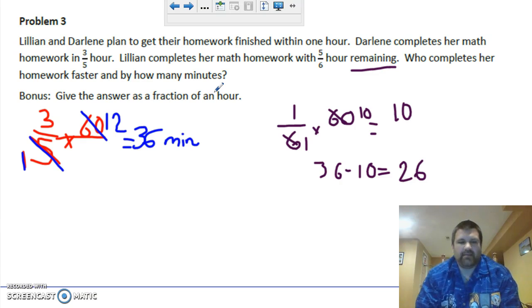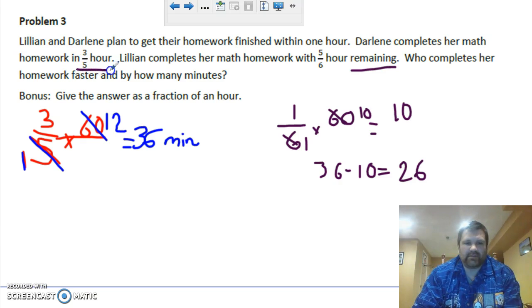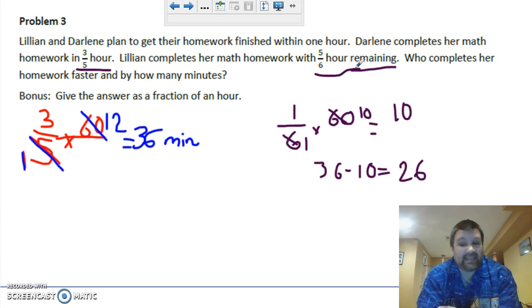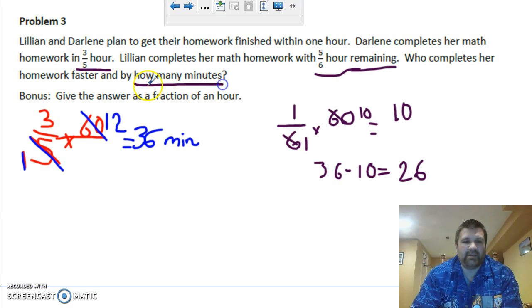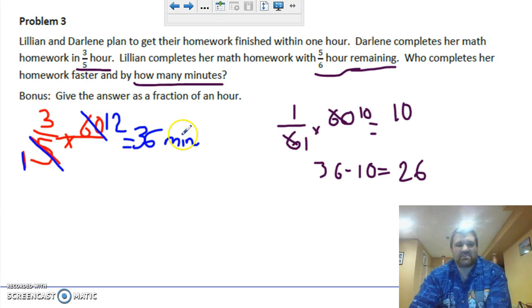There's your answer. So Lily and Darlene plan to get their homework finished within 1 hour. Darlene completes her math homework in 3/5 of an hour. I'm going to underline, hopefully you did the same thing. Lillian completes her math homework with, here's the tricky part, 5/6 of an hour remaining. That means remaining, so then she only did 1/6. She has 5/6 left. She's very slow, which is okay. Maybe she's accurate. Who completes her homework faster and by how many minutes? Bonus, give the answer as a fraction of an hour.